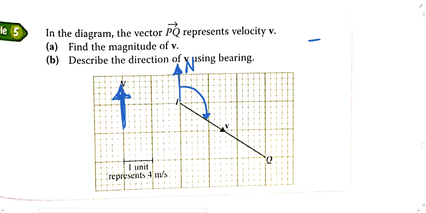How to find this angle? No? Cannot use protractor? How about you tell me whether it is greater than 90 or not? It is greater than 90. Where is my 90 degrees? 90 degrees is here. Right? This.